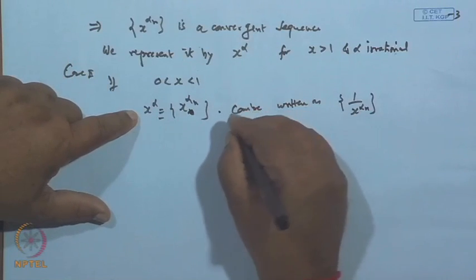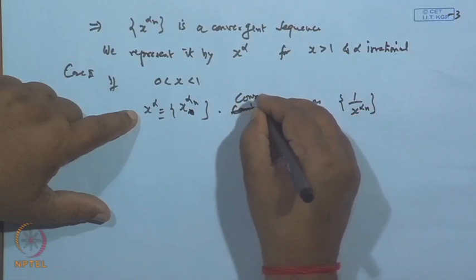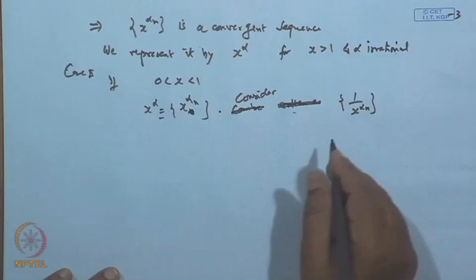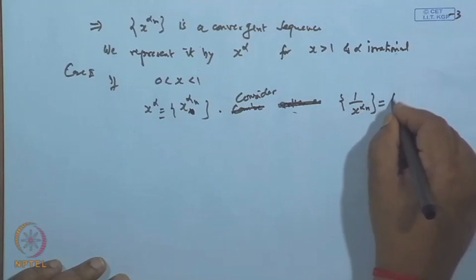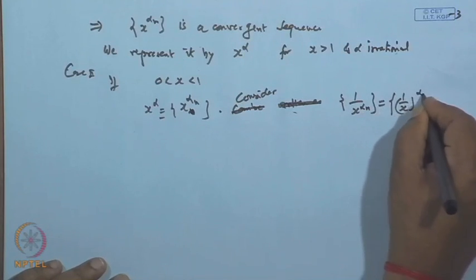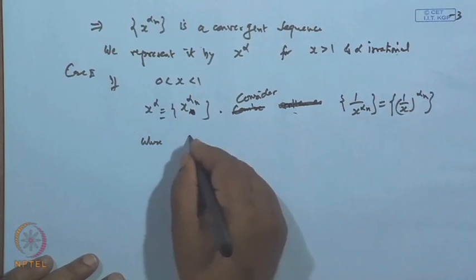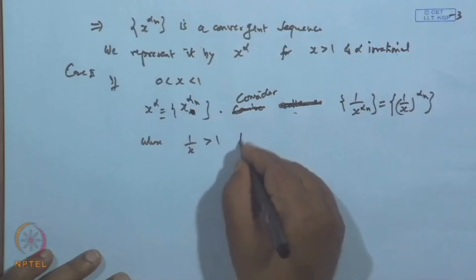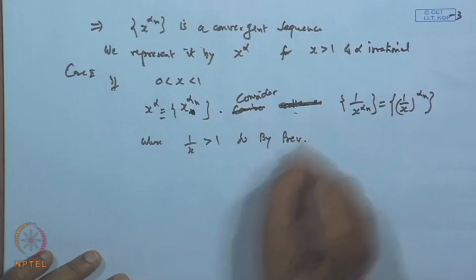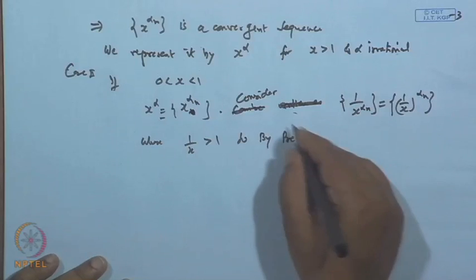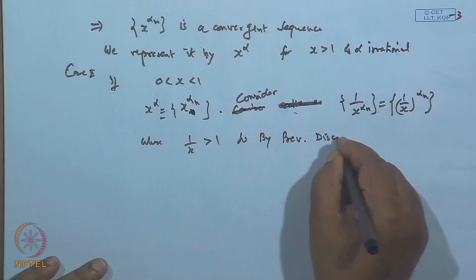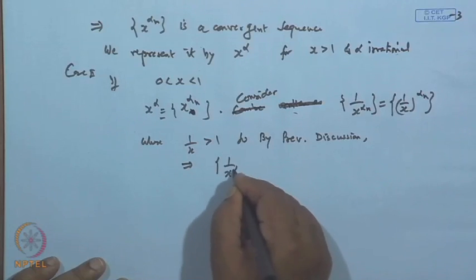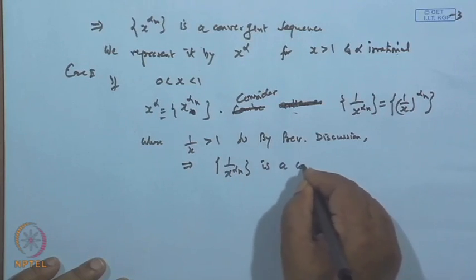Now, consider 1 by x to the power alpha n. Okay. This is nothing but the sequence 1 by x to the power alpha n, where 1 by x is greater than 1. So, by the previous discussion, this implies the sequence 1 by x to the power alpha n is a convergent sequence.